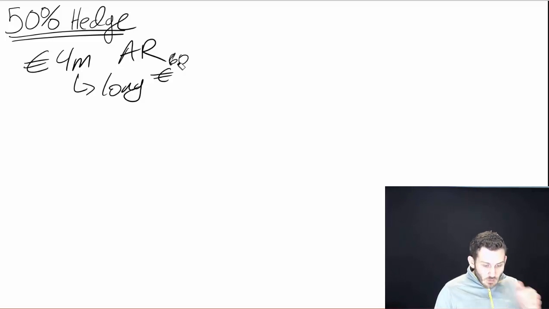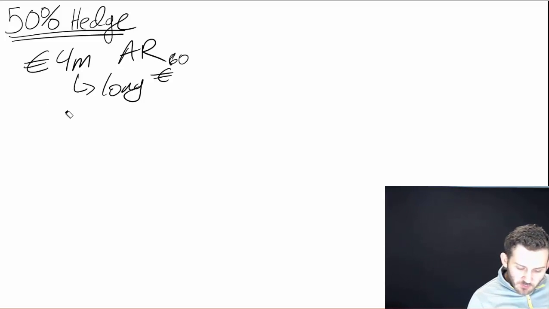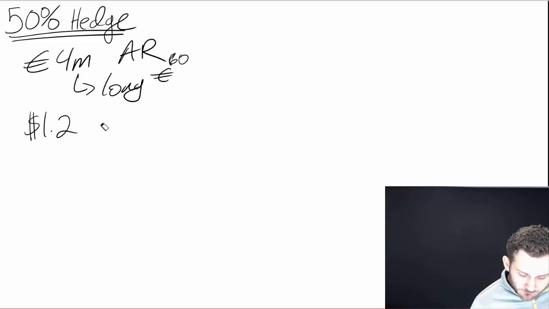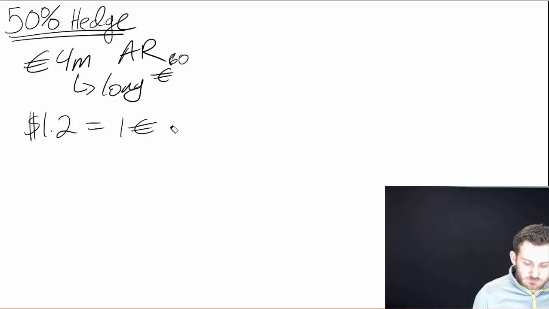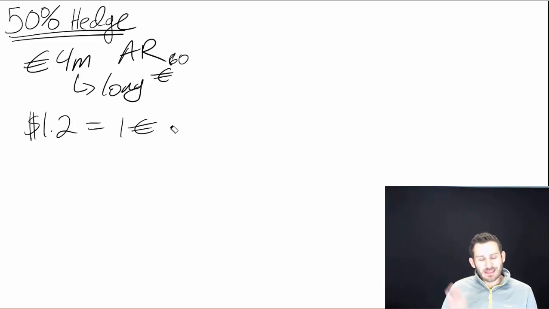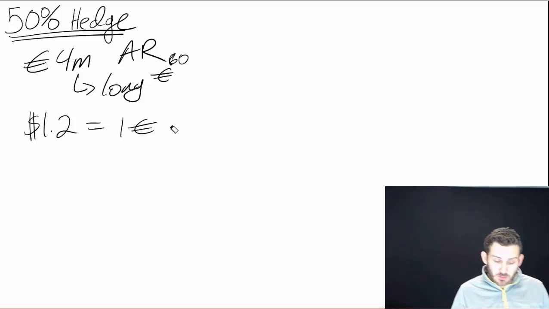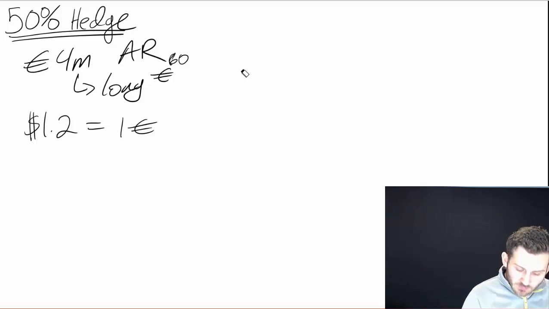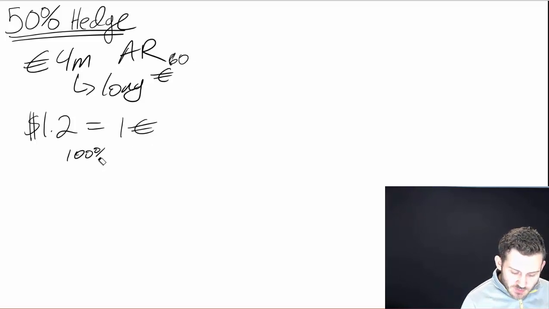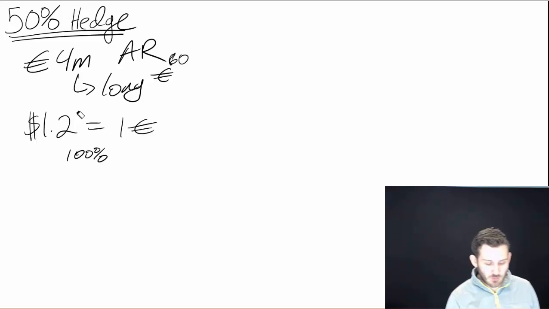Let's say that our spot rate is $1.20 equal to 1 euro. That is our exchange rate, and what we could do is lock this in by using a forward. We would be locking in a 100% hedge, and let's say our forward rate is the same exact amount as our spot rate.